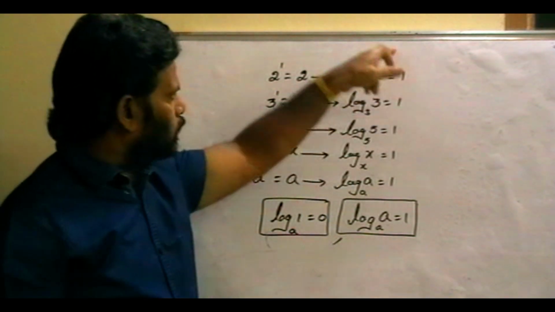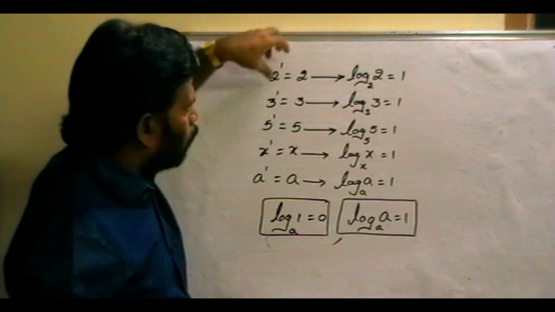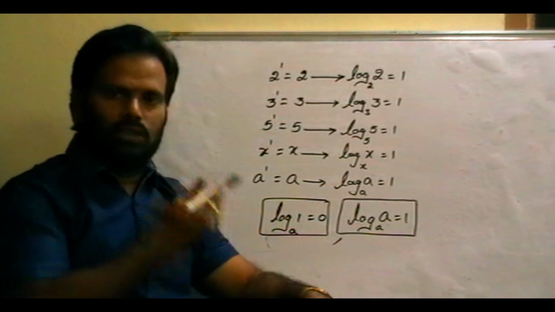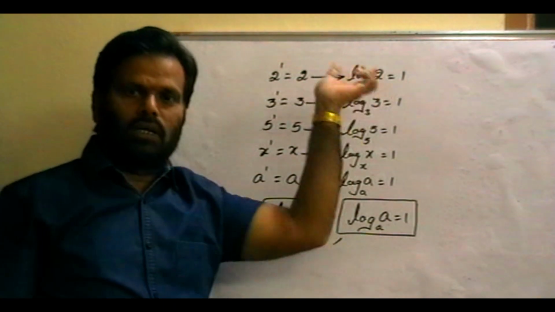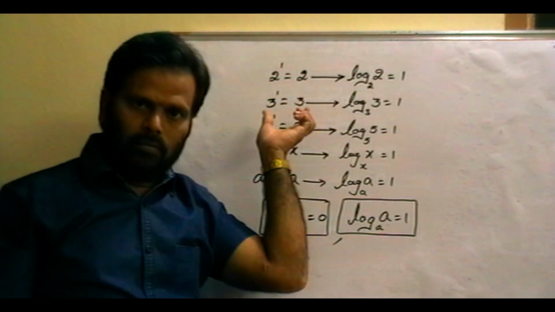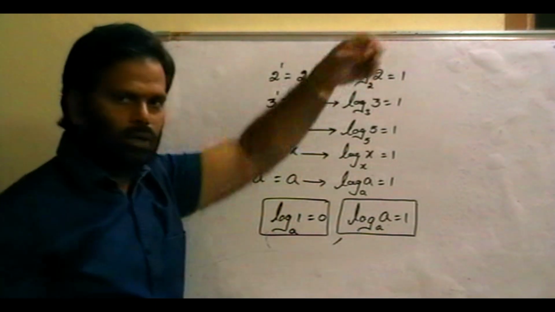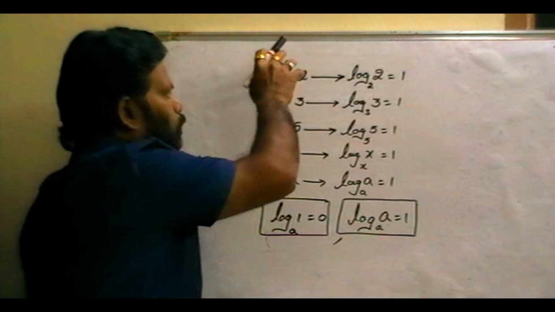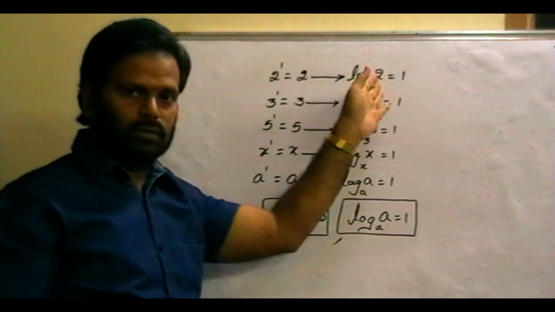It depends on its exponential form. From the exponential form only, this new system, that is logarithms, is found. It completely depends on the exponential form, right? 2 power 1 is equal to 2, so log 2 base 2 is equal to 1. From this exponential form only, we can find out the logarithm values, right?